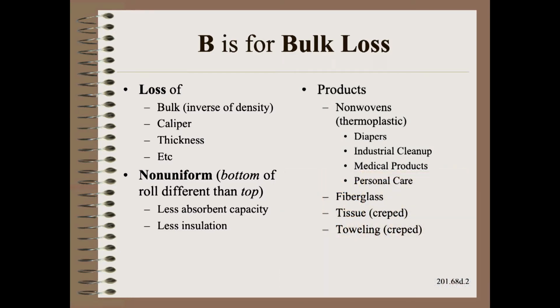It is common on a wide variety of thermoplastic nonwovens, such as used in diapers, medical care, personal care, and more. It is common on fiberglass, where insulating properties are lost, as well as possibly fiber damage. Finally, it is ubiquitous on creped tissue and kitchen towels.